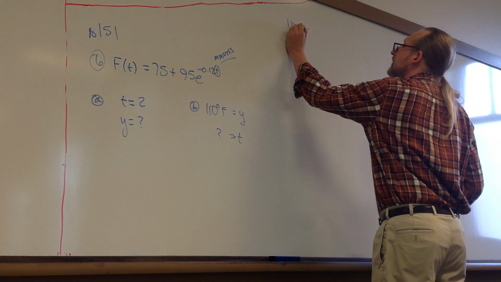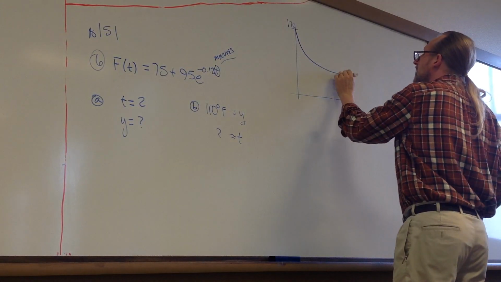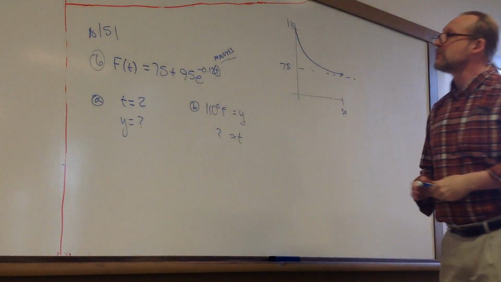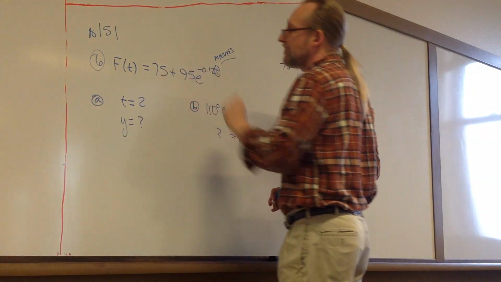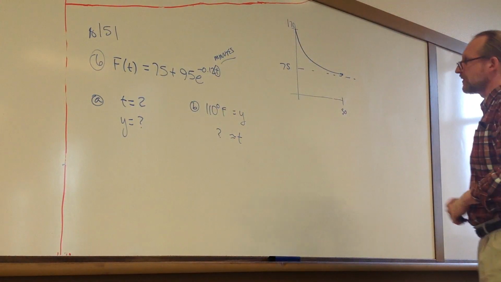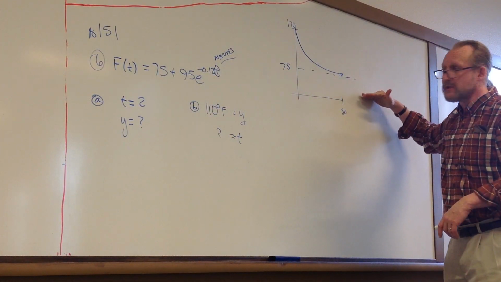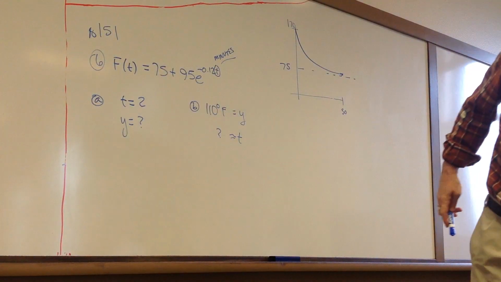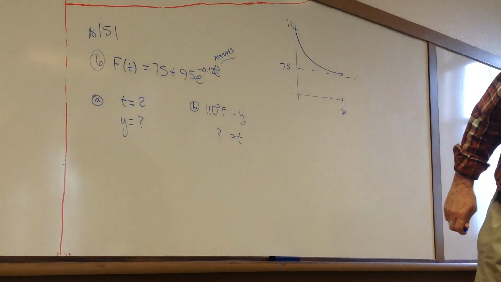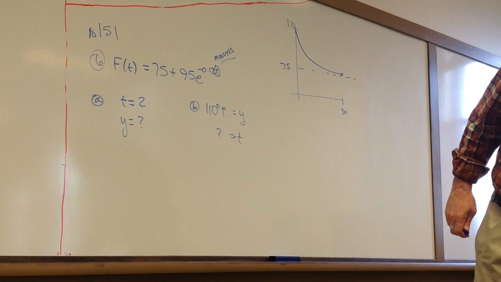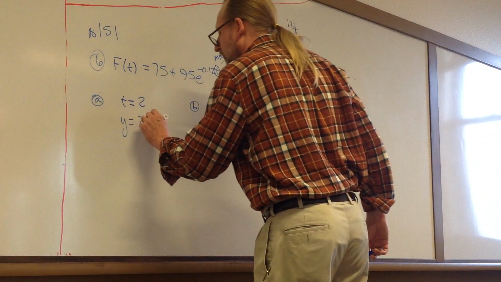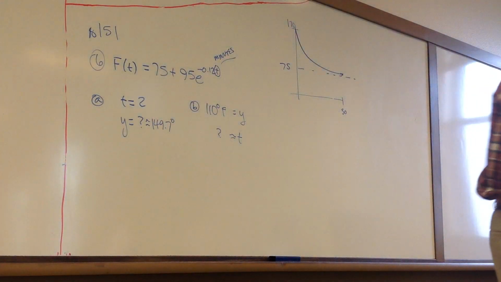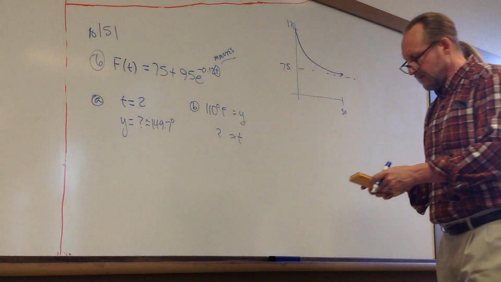Okay, so that gives us a pretty good look here. This line right here, instead of going to 0, is going to be approaching 75. Okay, that's because of this 75 right here, and that's the room temperature. All right, so the thing's not going to cool off and become colder than the room around it. It's going to approach the room temperature of 75. So at t equals 2, the answer there is in the table. The temperature is 149.7 degrees.